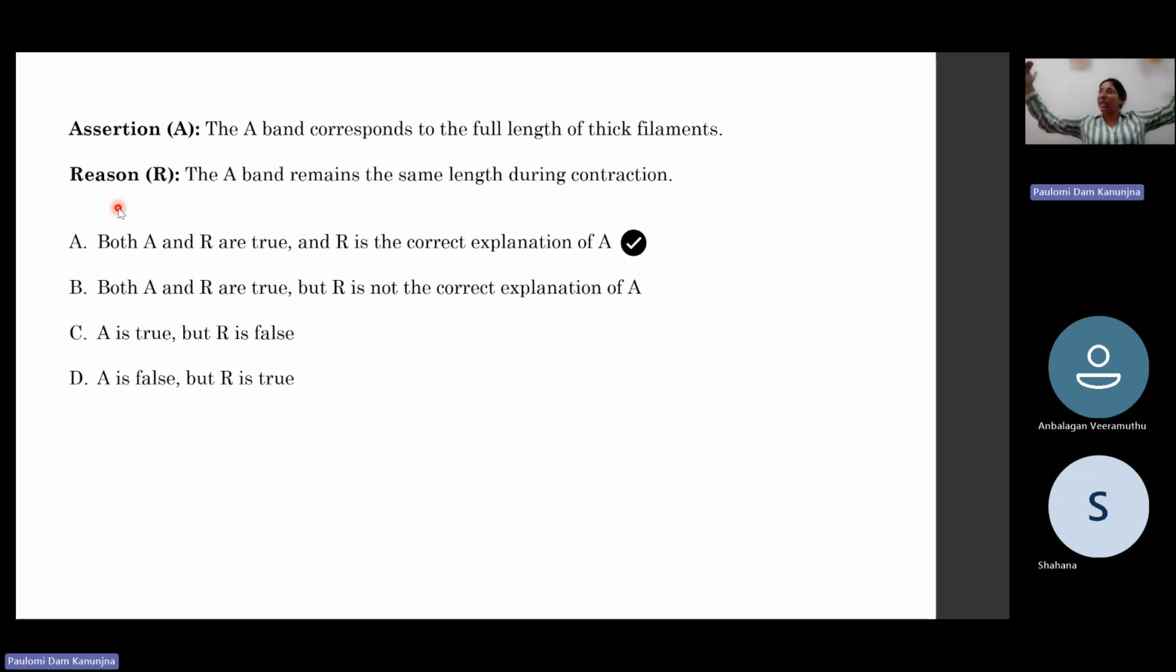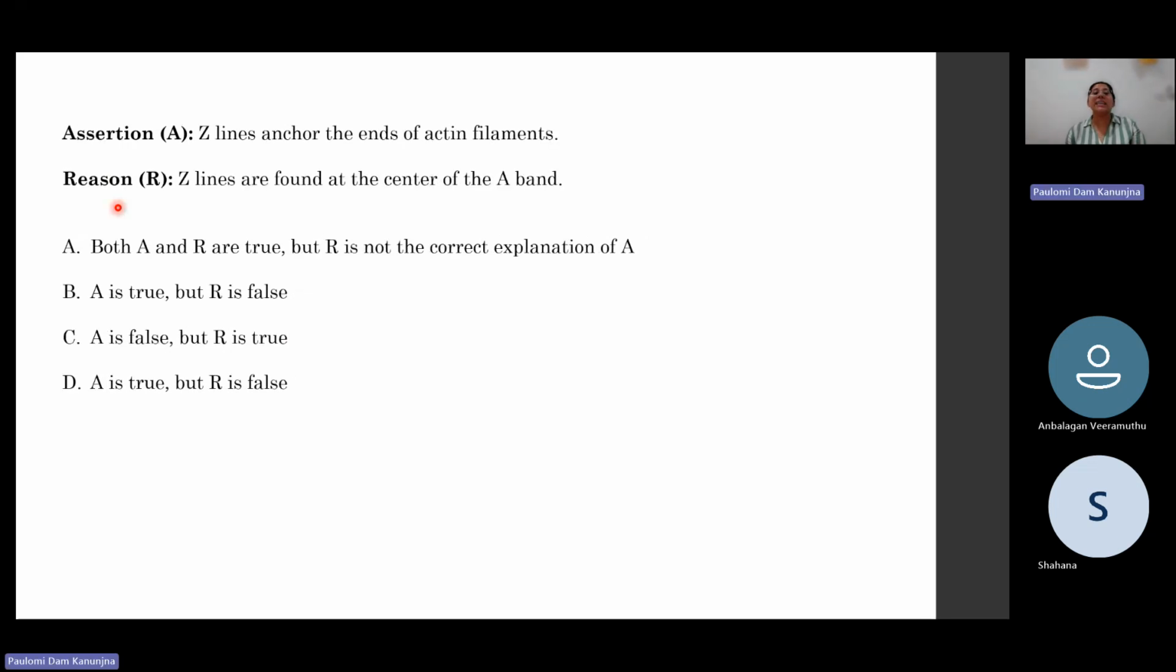It's the I band, it's the actin moving closer. So remember this central band is stationary. Your actin filaments are coming closer, so your other lines and bands are shortening. A band doesn't move because A band moving means your myosin filament will shorten in length, and that doesn't take place. And then contrary to this, the Z line anchors the ends of the actin filament, and Z lines are found at the center of the A band. Do you think that is correct?